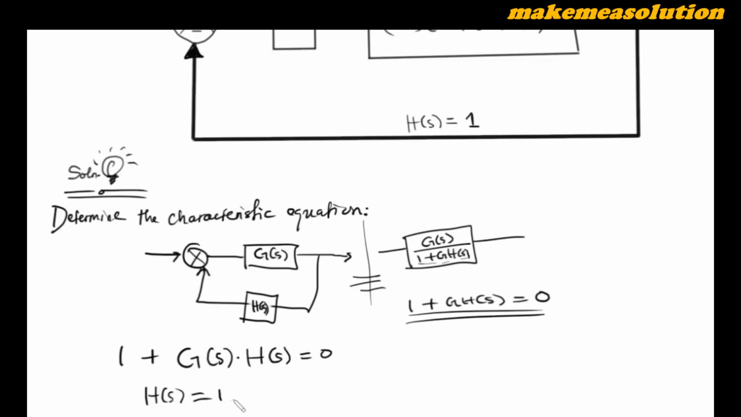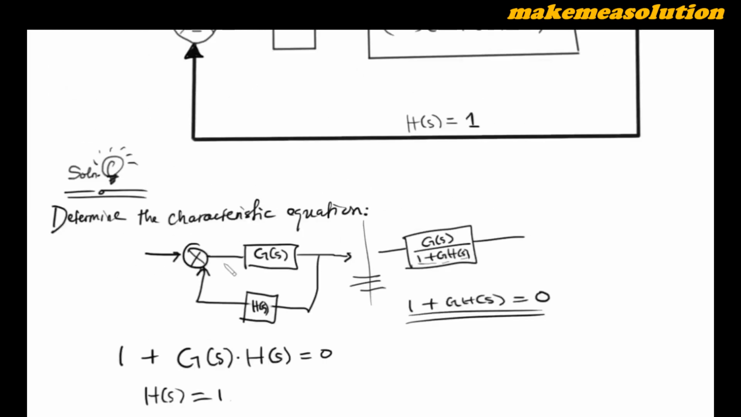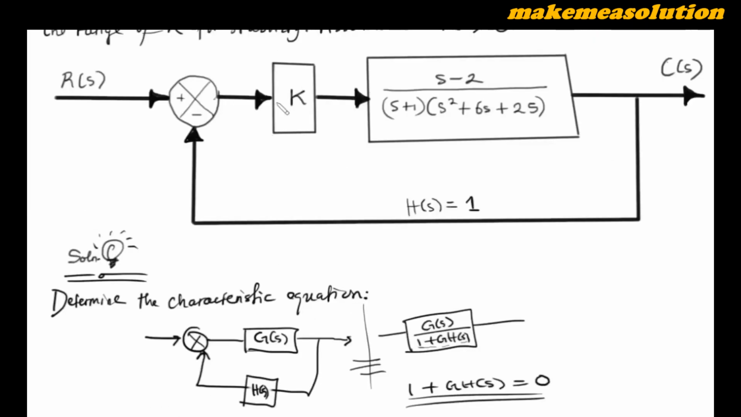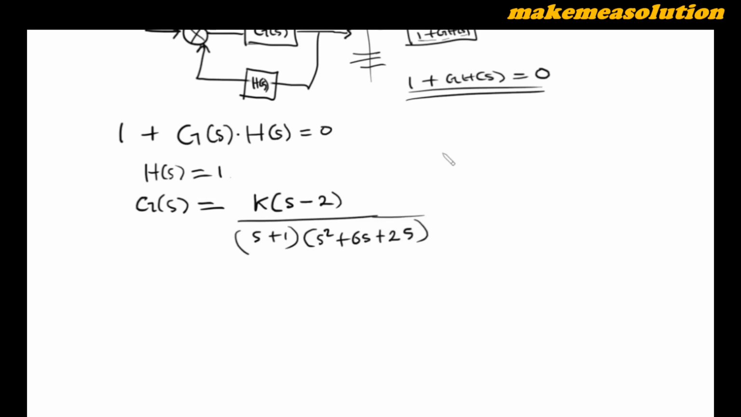To get our g of s, you can see in this box g of s is standing alone, but in this particular expression we are given two boxes. You can cascade them together and you're going to have only one box. When you cascade these two together, it means you're multiplying this by this. So when you multiply, your g of s is k into s minus 2 all over s plus 1, then s squared plus 6s plus 25. So this is your g of s.